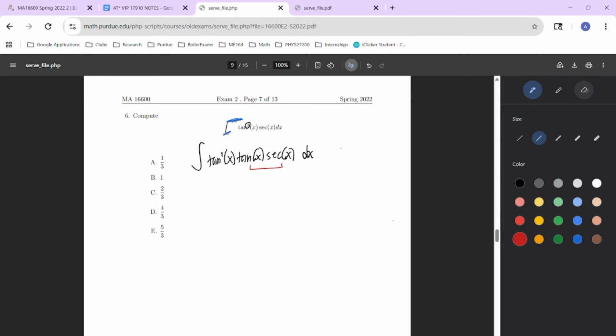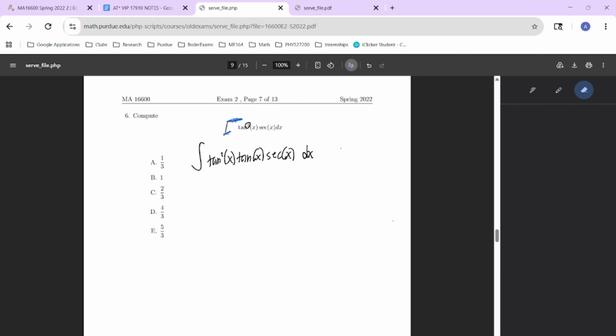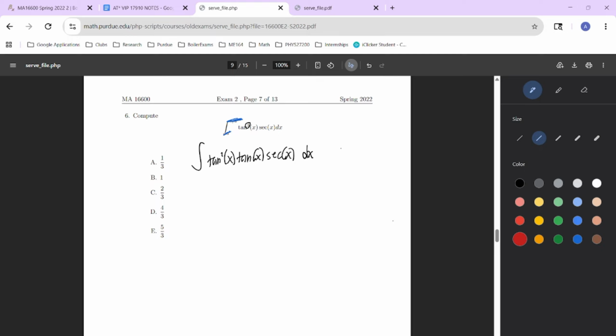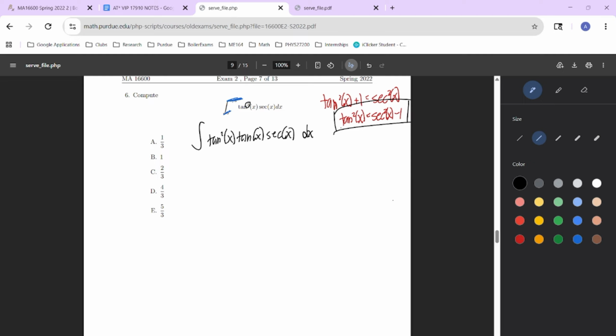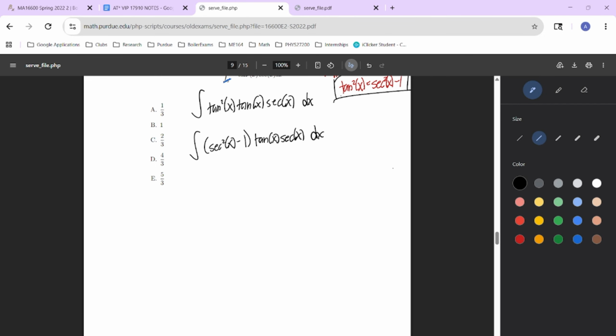Now, it doesn't quite happen just yet because we would need some function of secant x out in front, but that is pretty easy to get thanks to a nice clever identity that states that the tangent squared of x plus 1 is equal to the secant squared of x. Move 1 over to the other side, isolate tangent squared of x, you get secant squared of x minus 1 is equal to tangent squared of x. We can use this trigonometric identity to our advantage in this problem. This becomes secant squared of x minus 1 multiplied by tangent of x, secant x, and then dx.